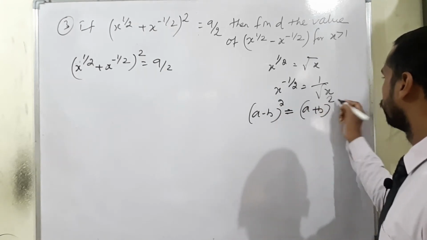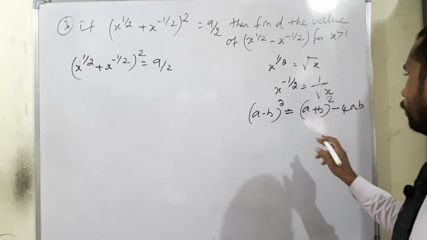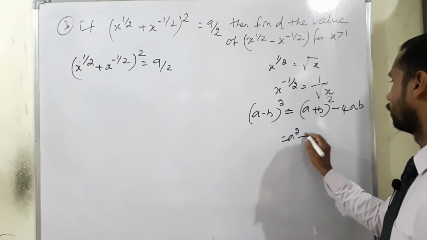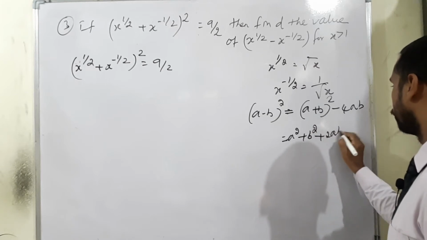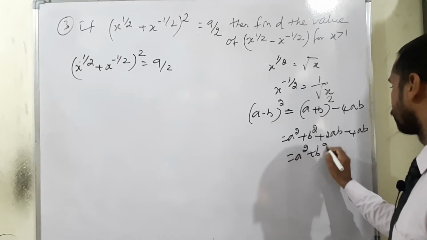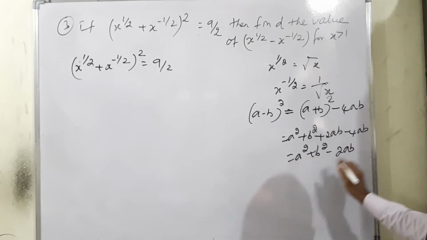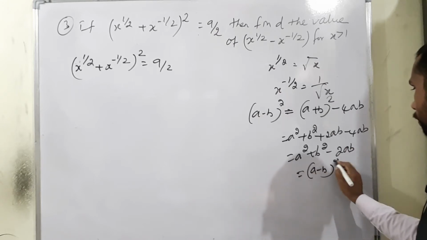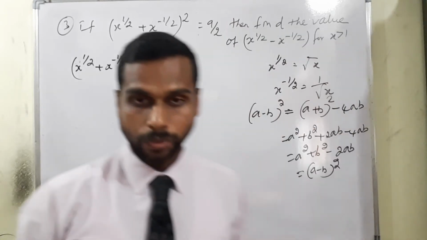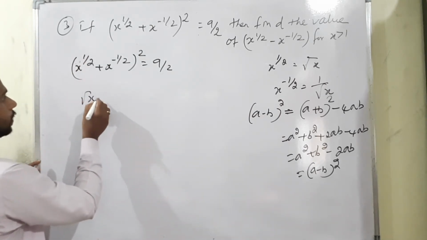a plus b the whole square minus 4ab. So if you simplify, a plus b the whole square means what? a square plus b square plus 2ab. This is followed by minus 4ab, isn't it? Now a square plus b square plus 2ab minus 4ab means we can say now minus 2ab. What is the meaning? a square plus b square minus 2ab means we can say now a minus b the whole square. That's why a minus b the whole square is equal to a plus b the whole square minus 4ab.